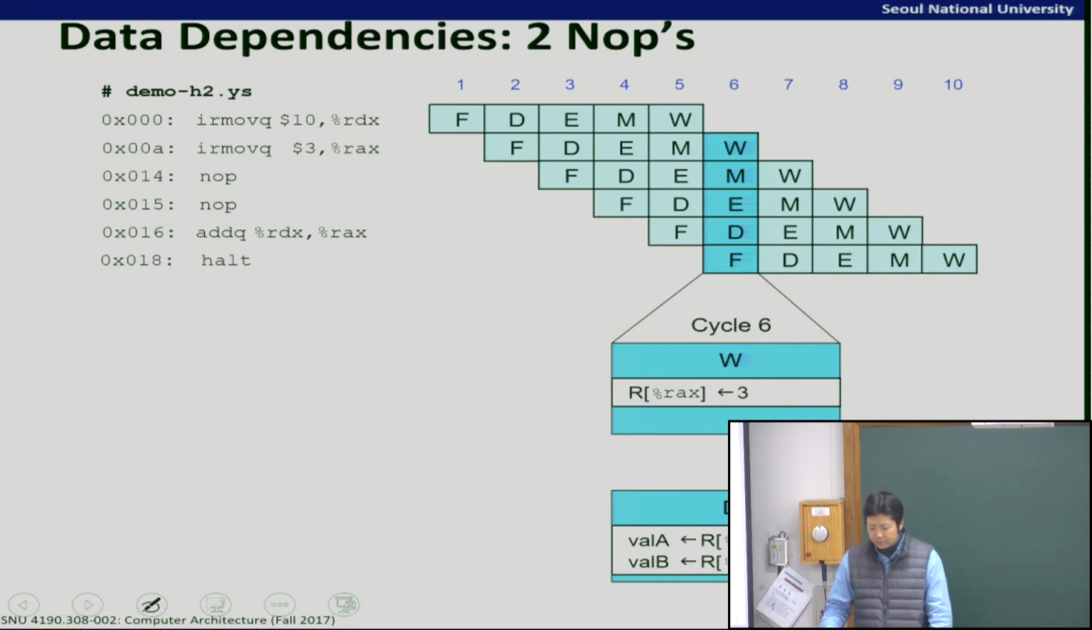So let's start with data dependencies. Think about this scenario. I think we covered this one last time, but here's a situation of a data hazard. Here, this is the producer. We put constant 3 into the RAX register, and this value will be used by this later add instruction. Let's assume these two instructions have 2 nops in between. Then, let's think about cycle 6.